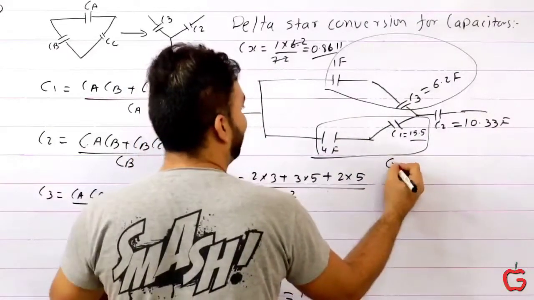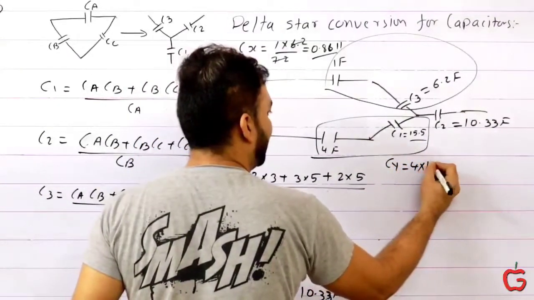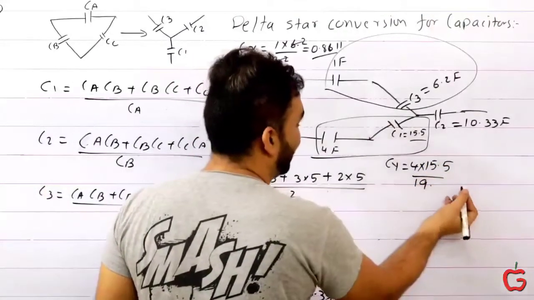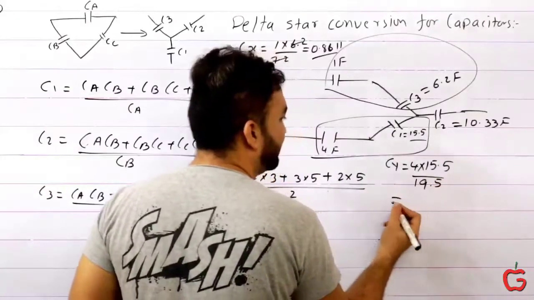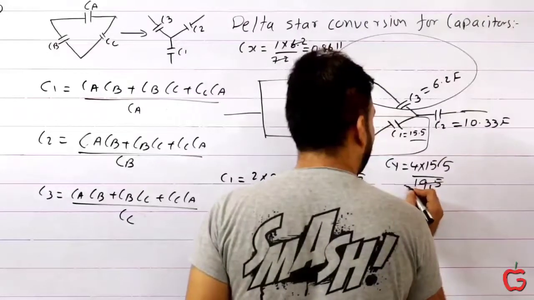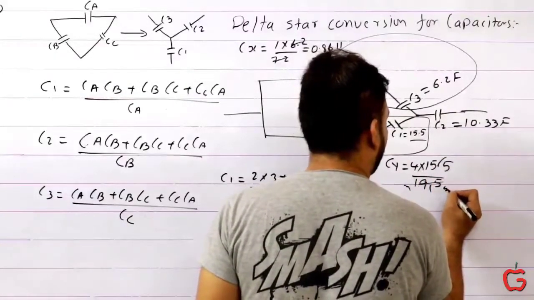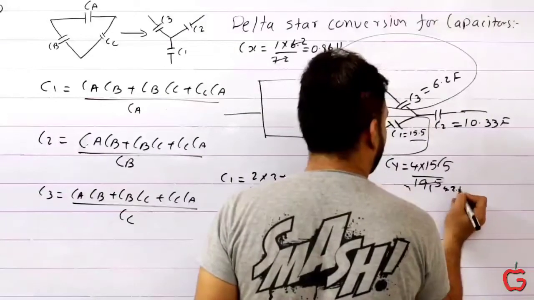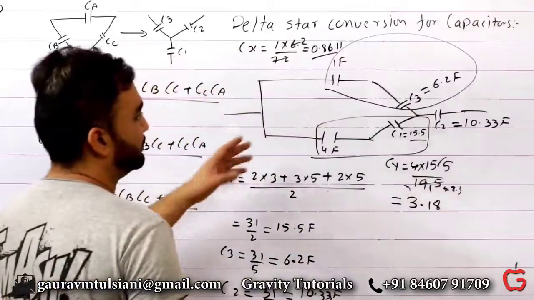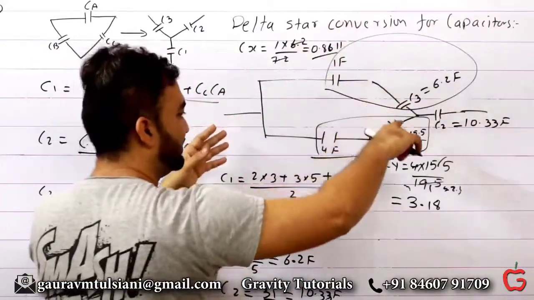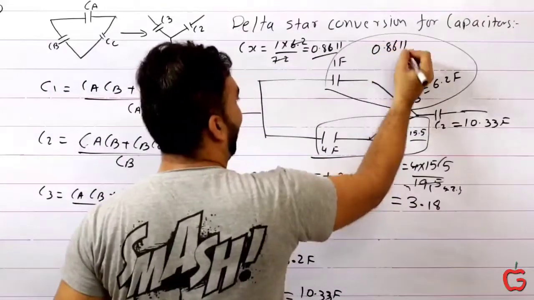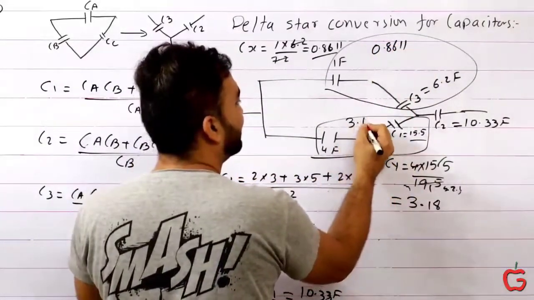Same process for 4 and 15.5. Let's call this Cy. So Cy is 4 times 15.5 by 4 plus 15.5. So that is 19.5. So this comes to be 3.18. So the upper branch is 0.8611, and the lower branch is 3.18.